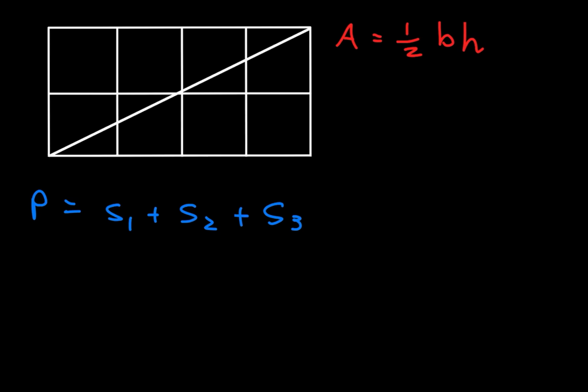In this video, we will discuss the formula for the area and perimeter of a triangle, as well as how to understand these formulae, and I'll go through a few examples. So in order to understand the area of a triangle, we first have to understand the area of a rectangle.